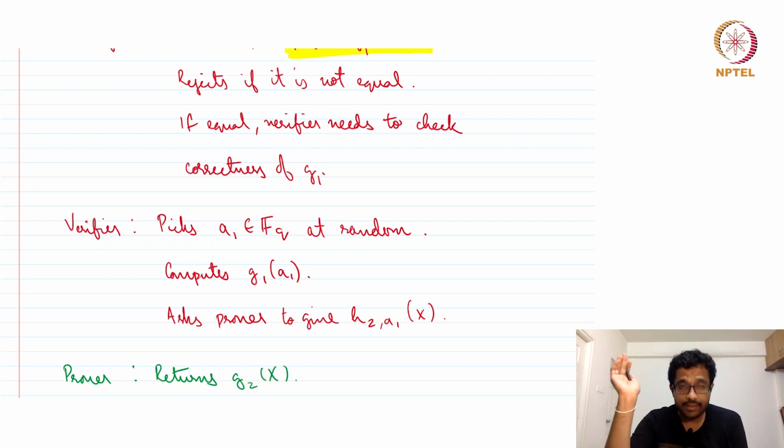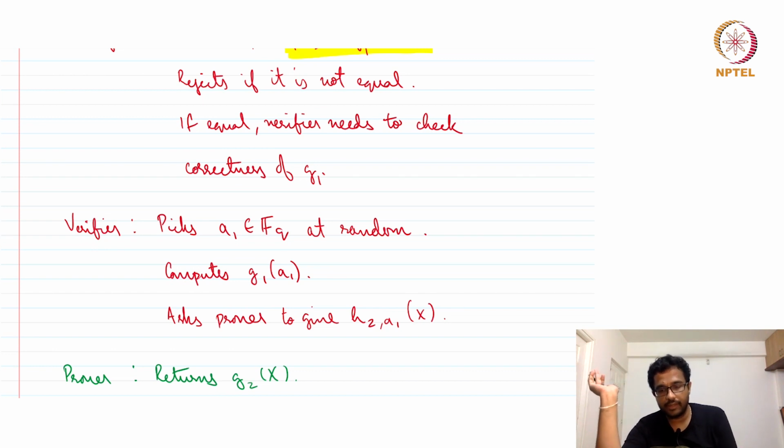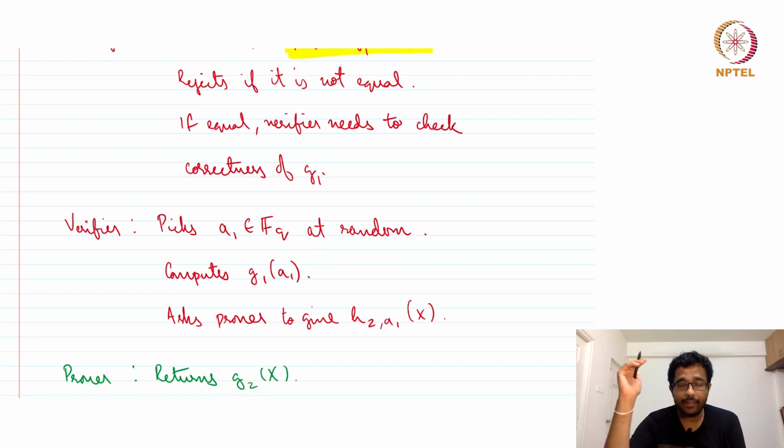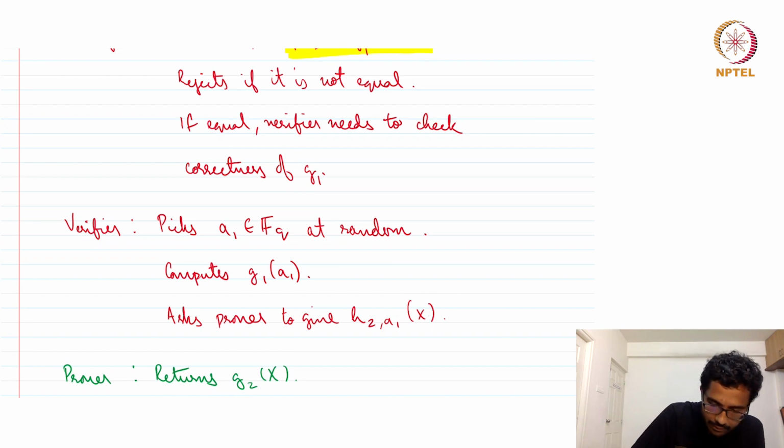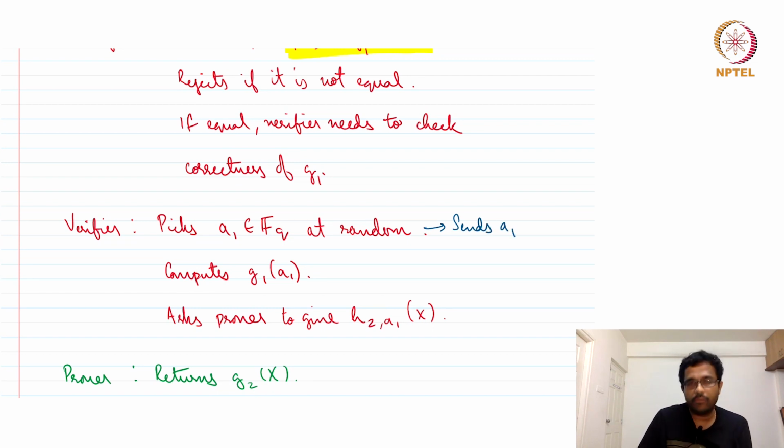So what the verifier does is pick an a1 from the field. The field contains not just 0 and 1. It has q elements, F_q, so 0, 1 up to q minus 1. So the verifier picks a1 from this field at random. The verifier computes g1 of a1, and sends a1 to the prover.